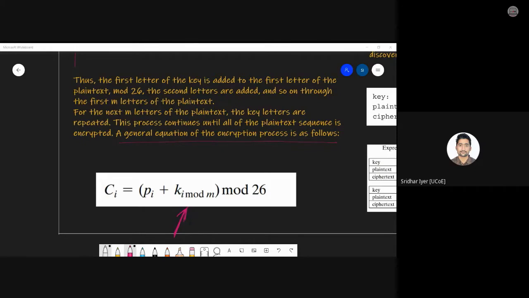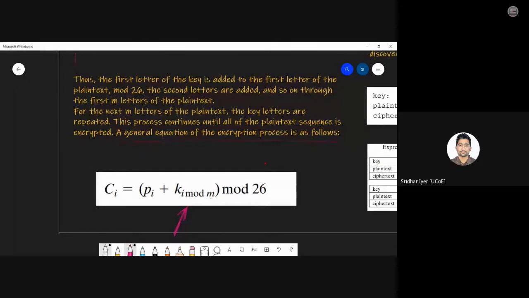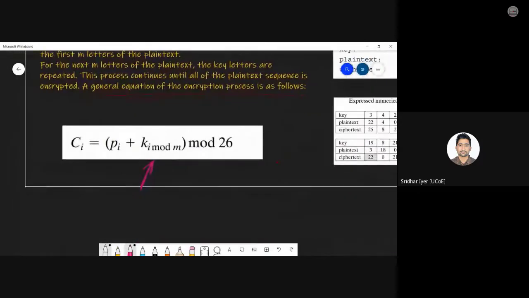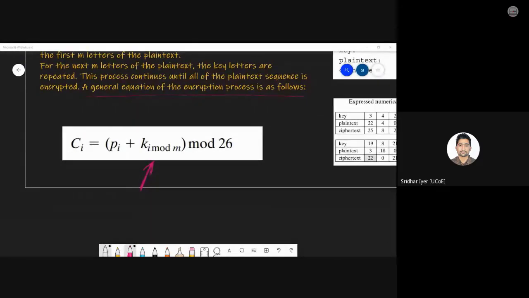So what happens is, as we know, I have already written it over here, that m is less than n. So the number of key letters would obviously be less than the plain text. So what happens is when the key is exhausted, it is looped back. It is again reused, right?